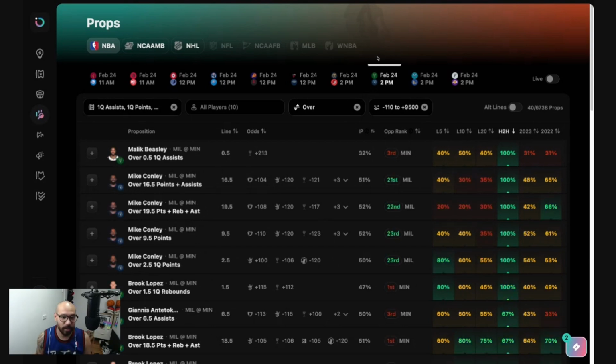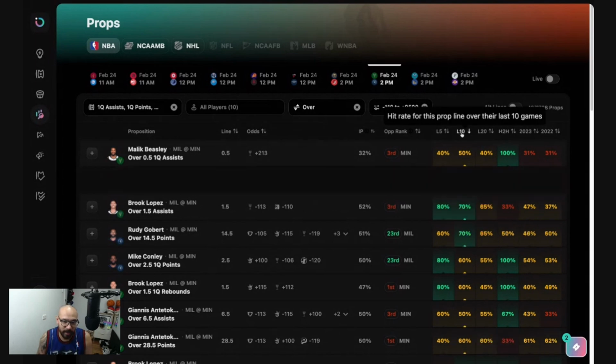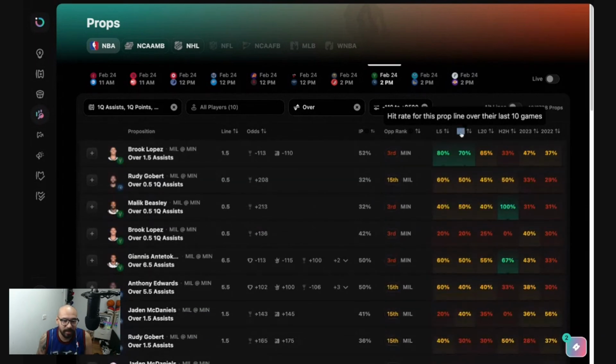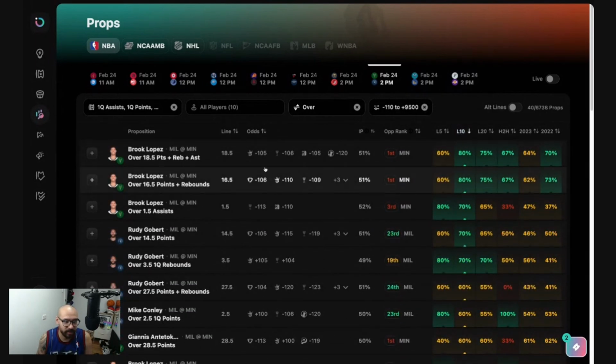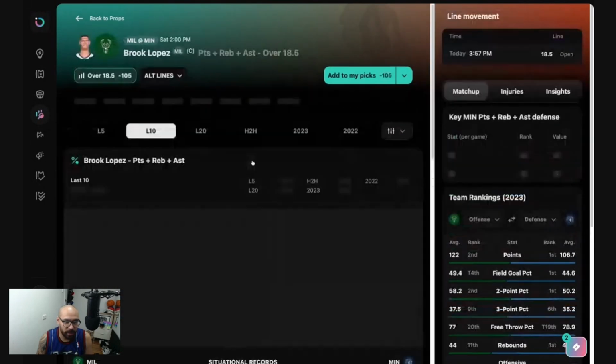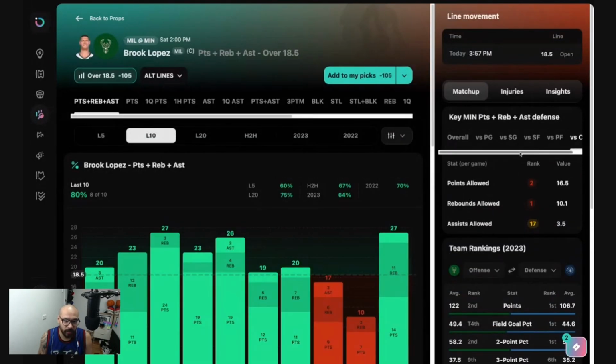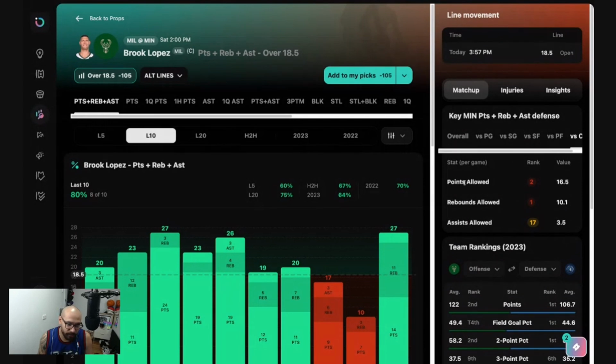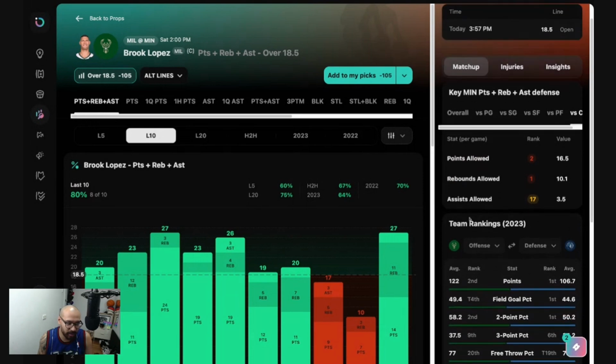Let's have a look at the Milwaukee Bucks versus the Minnesota Timberwolves, shall we? The first player that we see screaming out to us is Brook Lopez. So we've got his PRA, his points and rebounds, and his assist prop. What we're going to do, we'll look at his PRA because that's going to cover all 3. So first thing to call out in terms of the matchup, he's got a difficult matchup for points, difficult matchup for rebounds, and assists is in the middle.